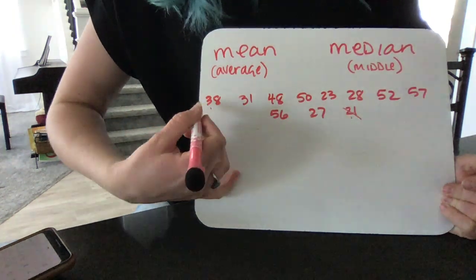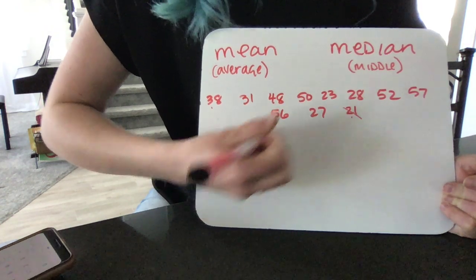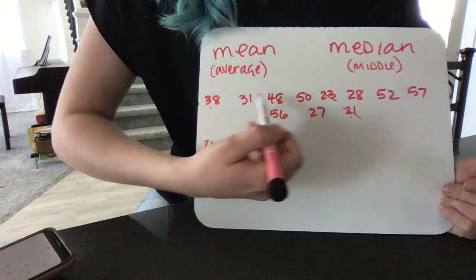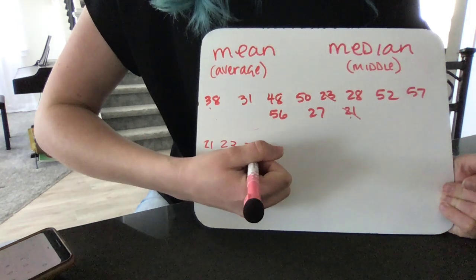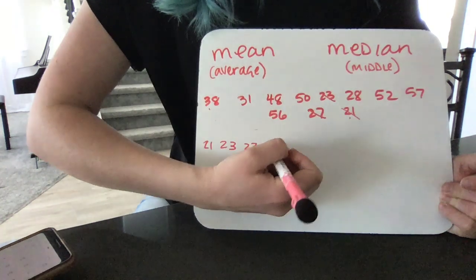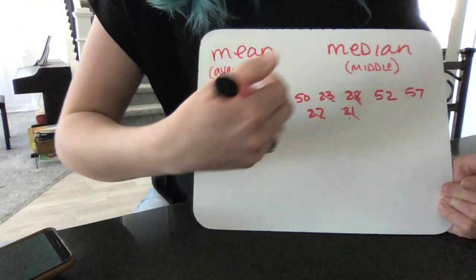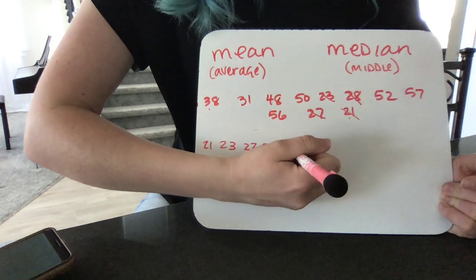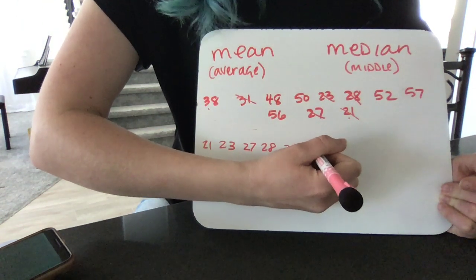I'm going to cross it out. Then I'm looking for the next smallest number, which is 23. So I'm going to put 23 and then cross it out. It's really difficult to see these numbers upside down. Then I have 31, and I have 38.